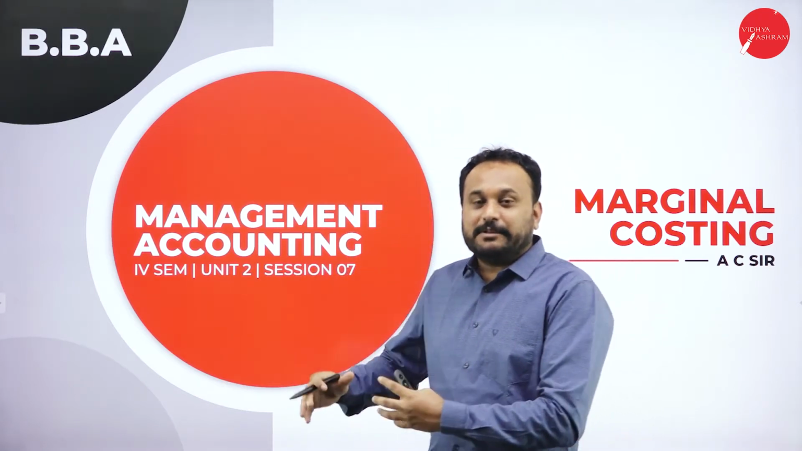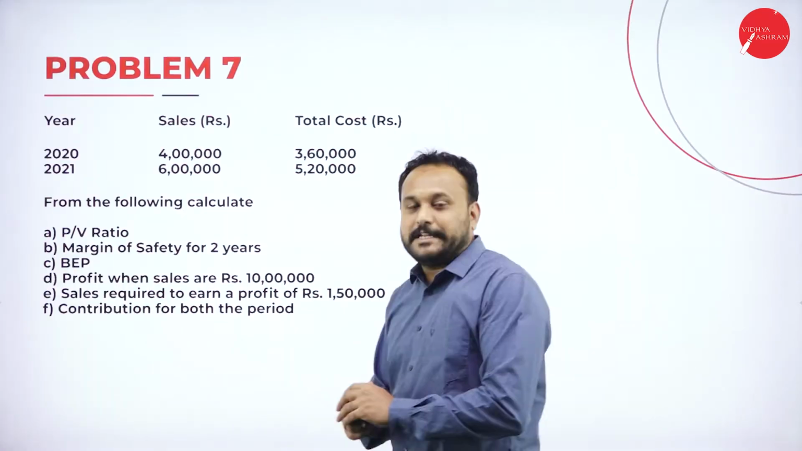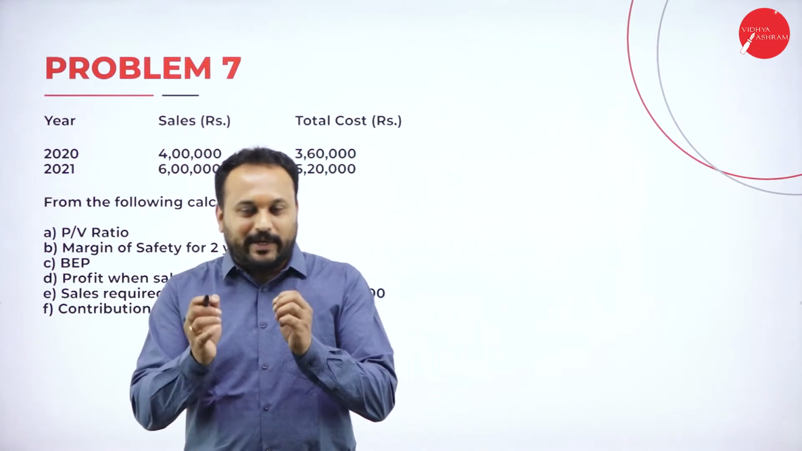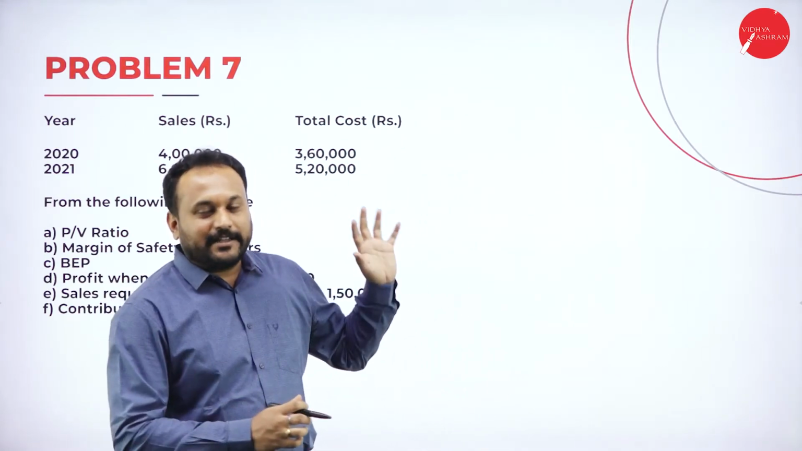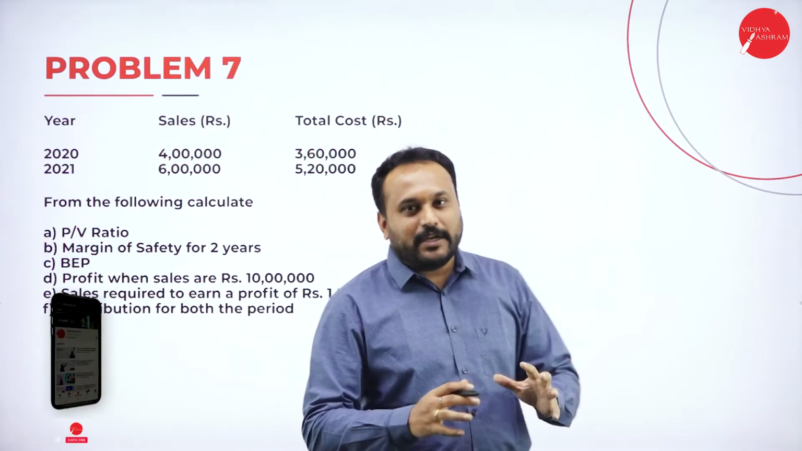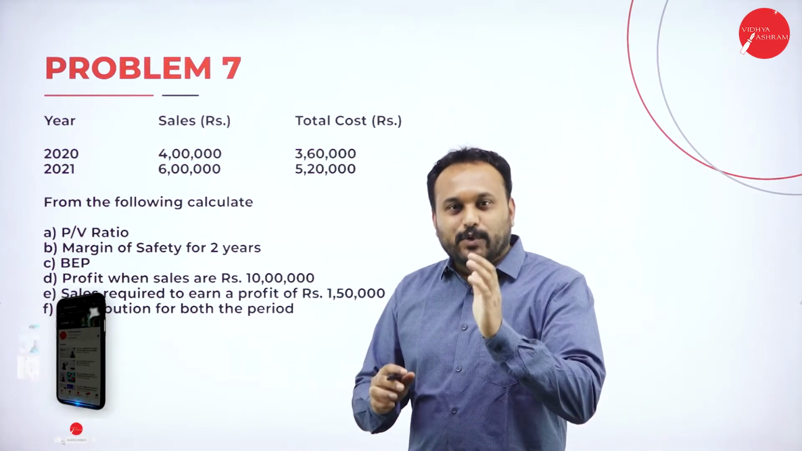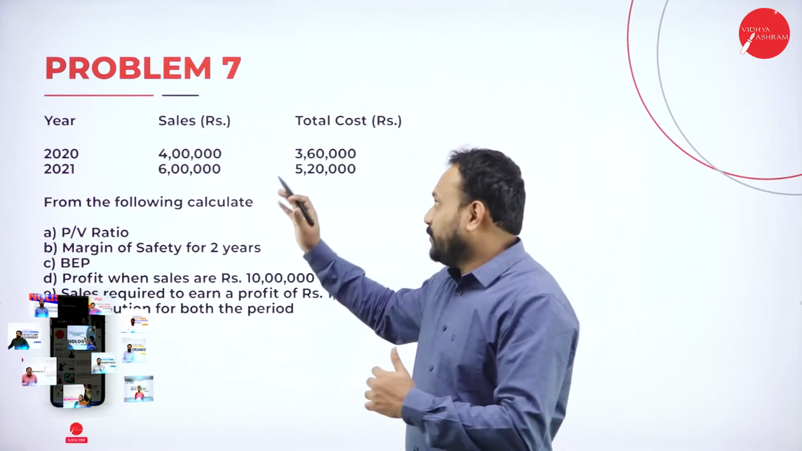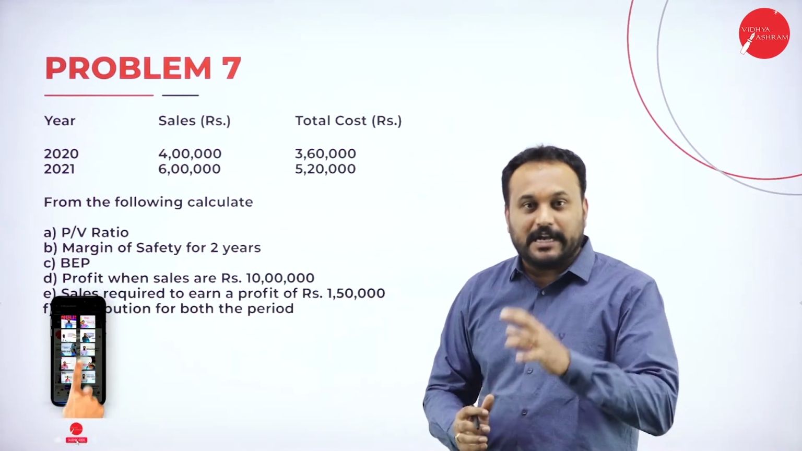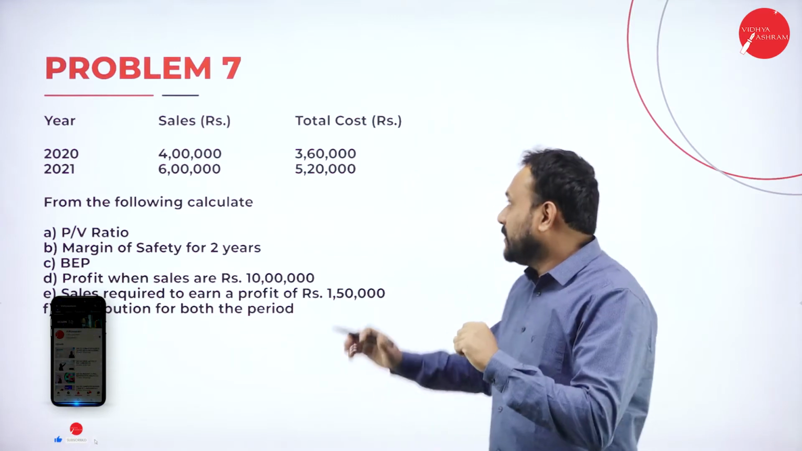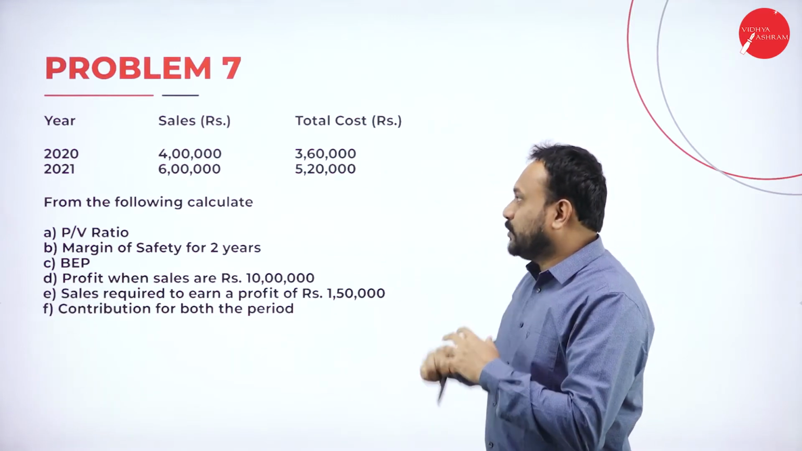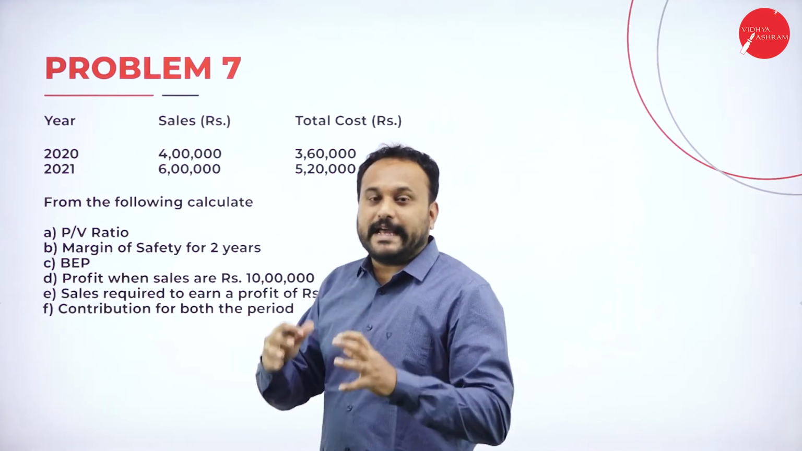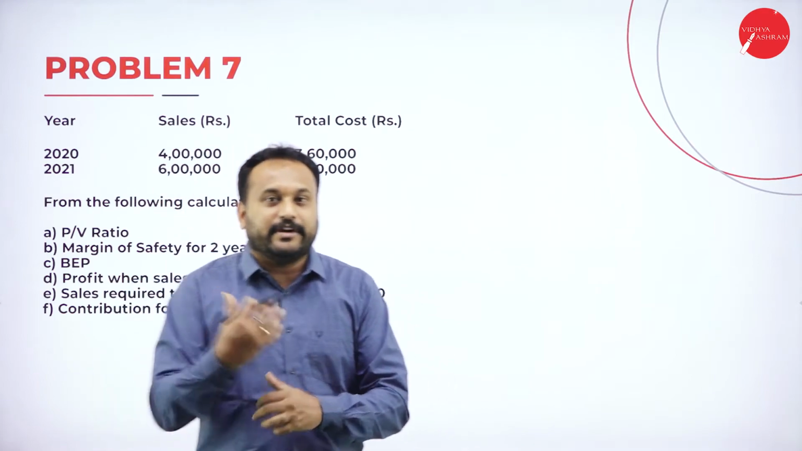Now in the 7th problem, we have something. Let me tell you, there is a small twist. But the minute you get something like this, don't panic. Now we usually used to get 2 years sales. Again, we have sales also for 2 years. But now we have a problem, that is total cost, and they have given 2 years total cost. So where exactly is our profit, where is our loss?